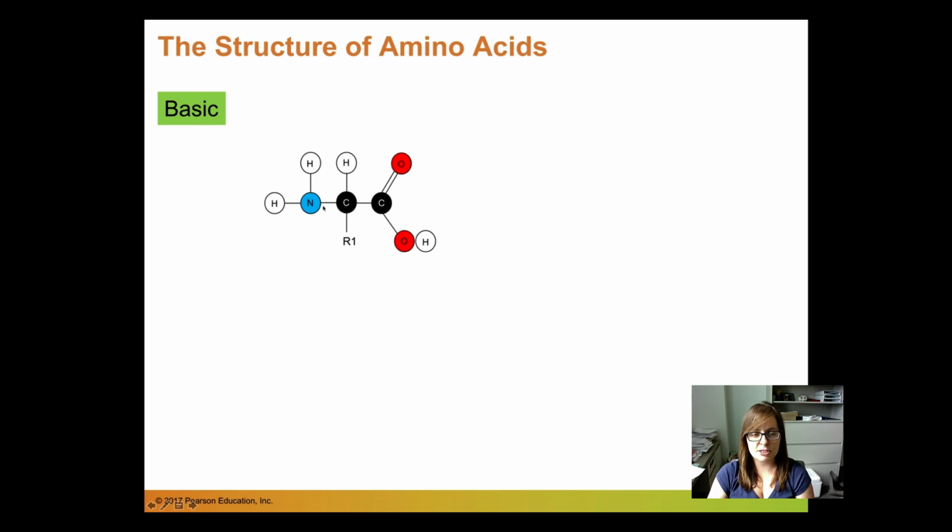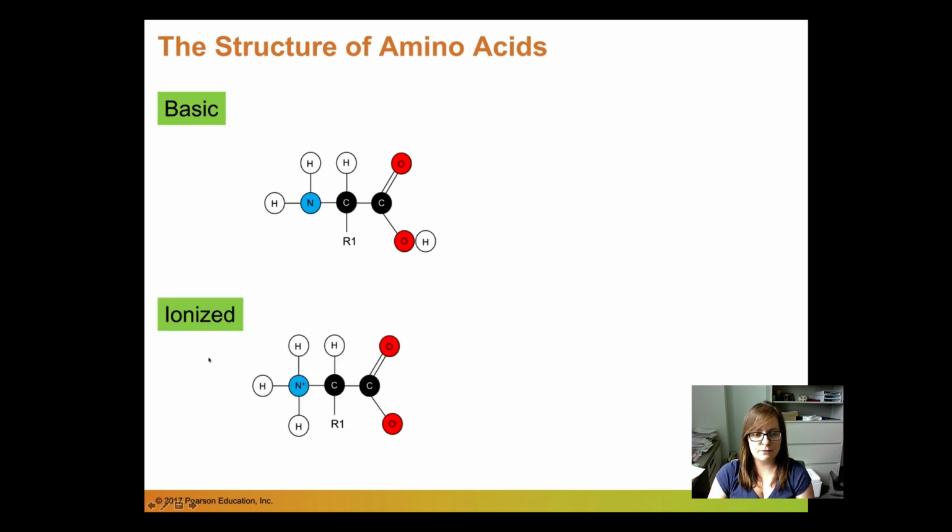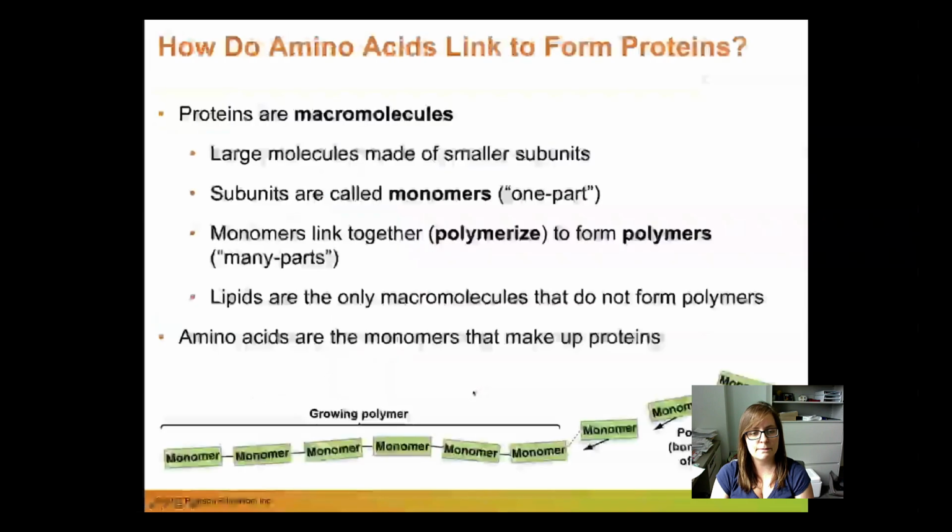But as we talked about when we talked about functional groups, this amino group tends to act as a base and gain a proton, and this carboxyl group tends to act as an acid and donate its proton. So the ionized form is that this amino group picks up this hydrogen here, so the nitrogen has a positive charge, and this carboxyl group donates the hydrogen, so this oxygen has a negative charge. And more often than not, this is the version that's found inside our cells, which is a good thing because these ends are highly reactive, so they'll participate in forming peptide bonds.